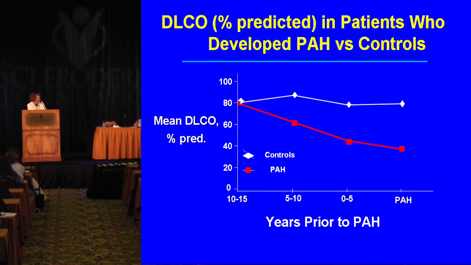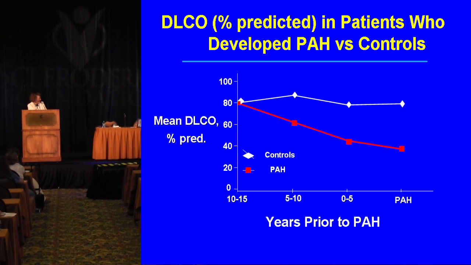And when we followed these patients, this is the path of what happened to their DLCO. Way back 10 to 15 years before they were diagnosed with pulmonary hypertension, their DLCO was normal. But it declined almost linearly over that 15-year time period. That's a long time for this diffusing capacity to develop.